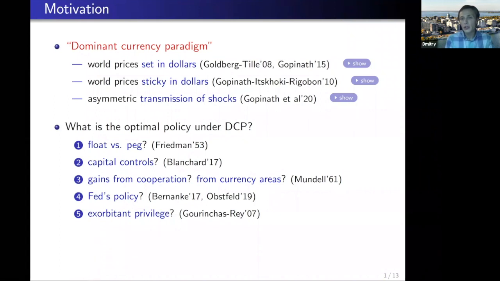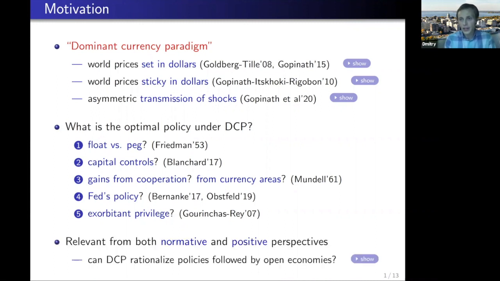And so the question is, does dollar currency pricing contribute to this fact? In other words, are there welfare benefits from the dominance of a country's currency? And in particular, this is important for the future of the international price system. So, for example, does China have incentives to promote its currency in international trade?